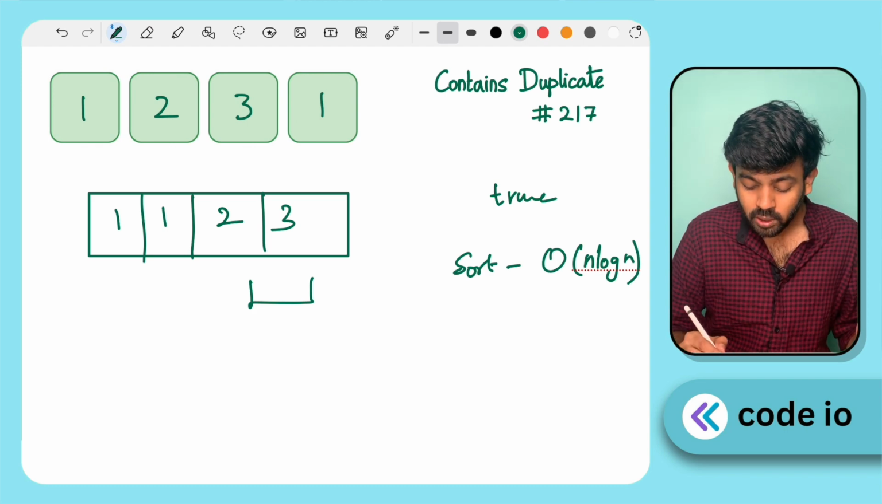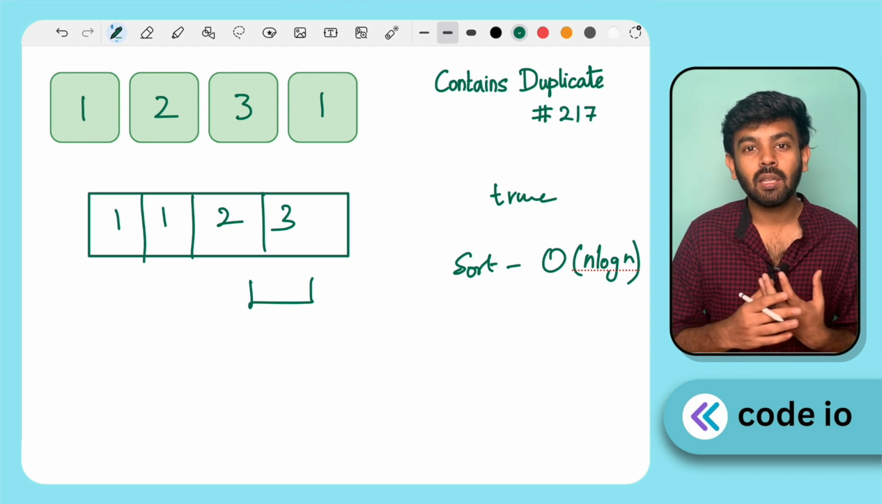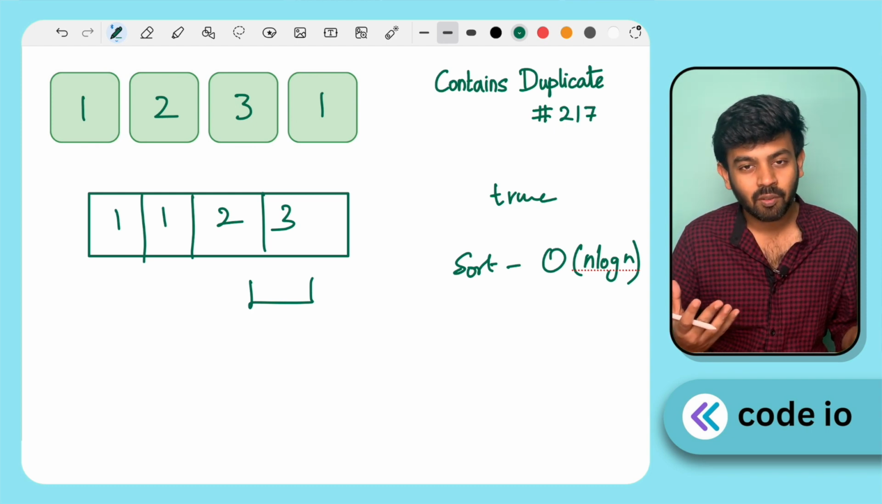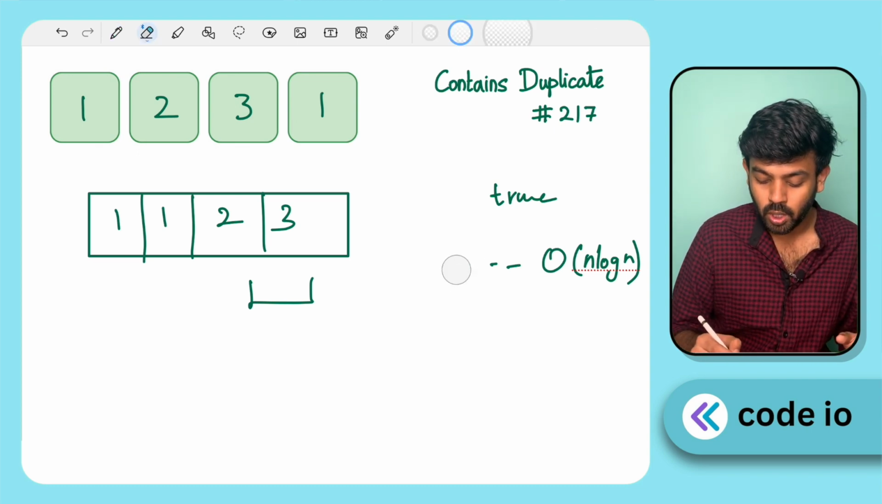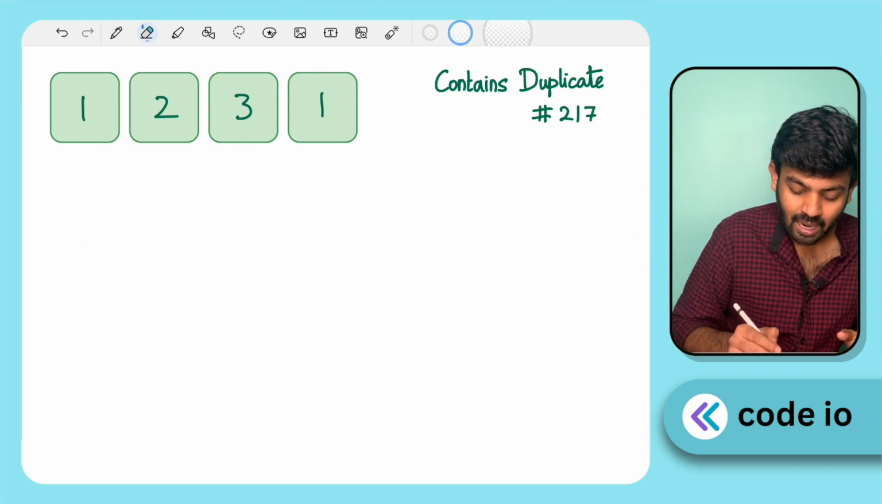Okay, so this would take n log n, right? N log n is quite inefficient as well. You cannot get faster than this using this sorting approach. Now, what else can you do? You can still get more efficient than this.